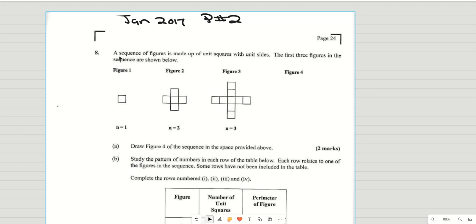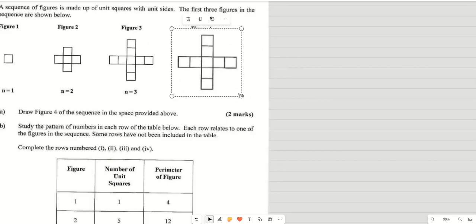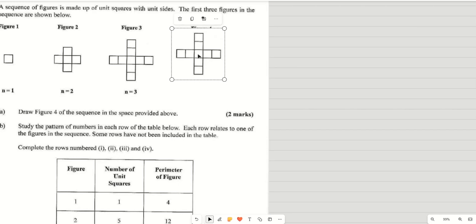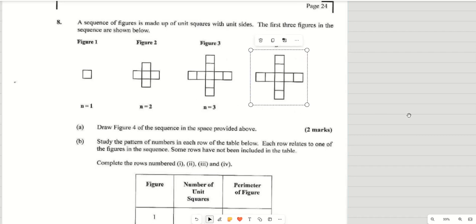Right, let's start. A sequence of figures is made up of unit squares with unit sides. The first three figures in the sequence are shown below. They want to know what figure 4 is. So we're going to draw the third figure. If we look at these, they're actually increasing by one around. The second figure, you put one at each end, and that is the pattern. So what would I have to do in figure 4?